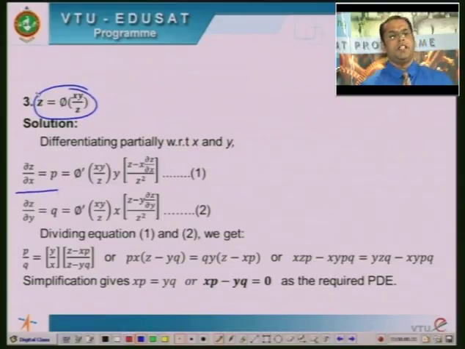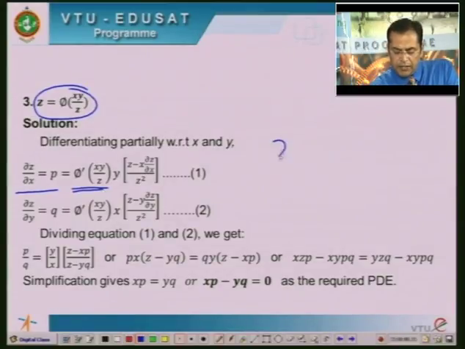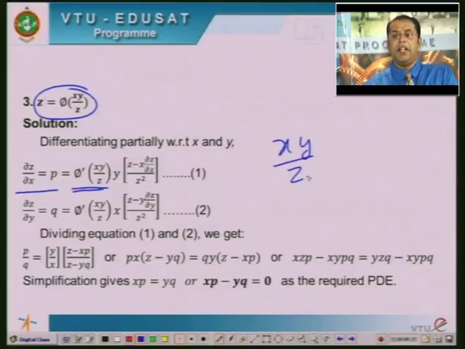So, first differentiating z with respect to x, I get dou z by dou x, which is p. On the RHS, phi of (xy by z) first becomes phi dash of (xy by z), and then in xy by z you should differentiate partially with respect to x. In xy, y is a constant, which you see, friends, is written outside.